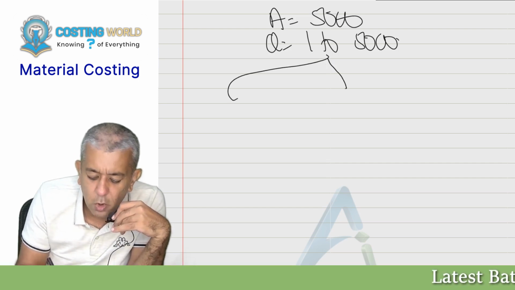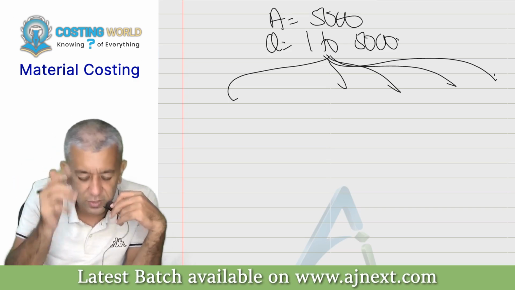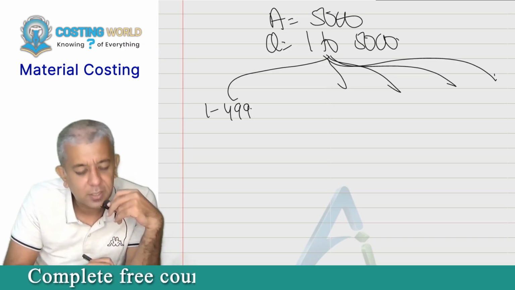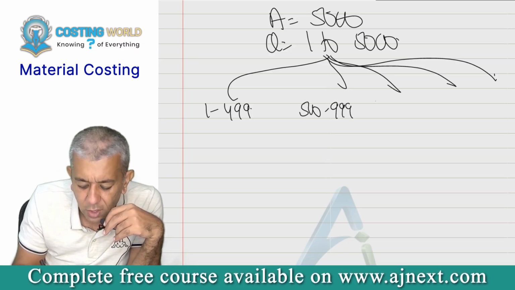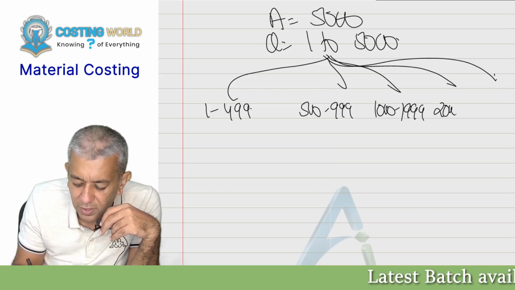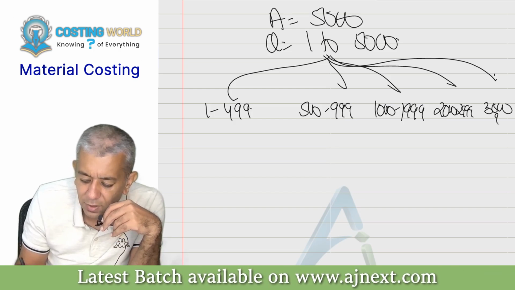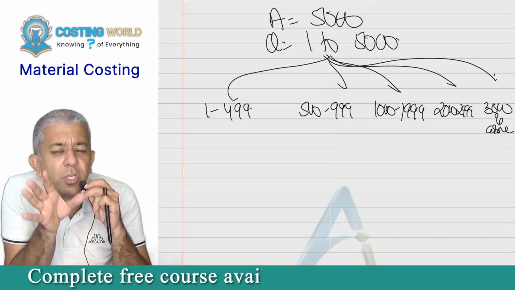Can we say all these options in this particular question have been divided up into 5 categories. First category is order anything between 1 to 499. Second option is order anything between 500 to 999. Order anything between 1000 to 1999. Order anything between 2000 to 2999. And order anything 3000 and above. Is that all okay? Can we say that option will be the best option?